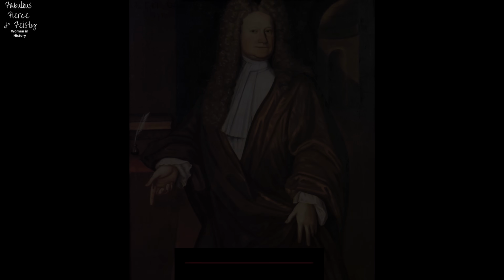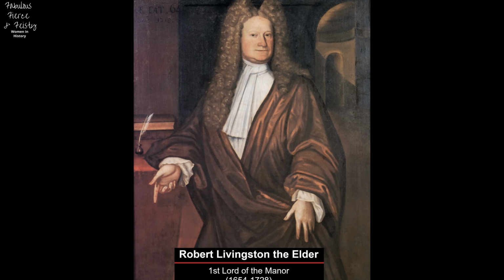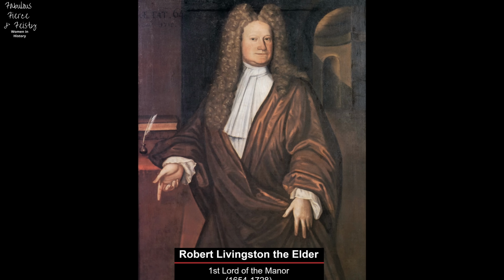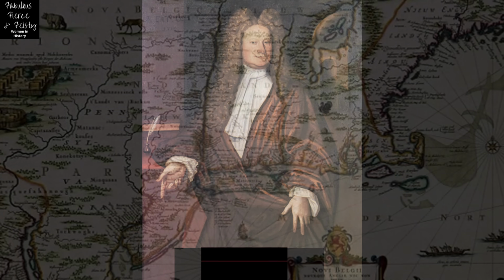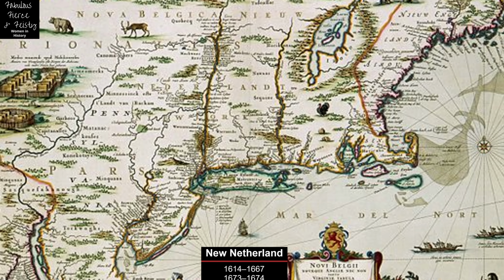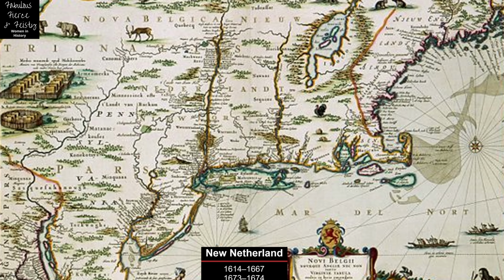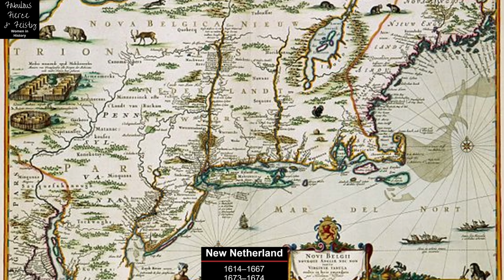Now fast forward to the Livingstons in America. The Livingston lineage in America begins with Robert Livingston the Elder, who hailed from Scotland but grew up in Holland when his father was exiled there for his religious beliefs. During his time in Holland, Robert became fluent in the Dutch language, which helped him greatly in his later career in New York and New Jersey, both part of the former Dutch colony of New Netherland.